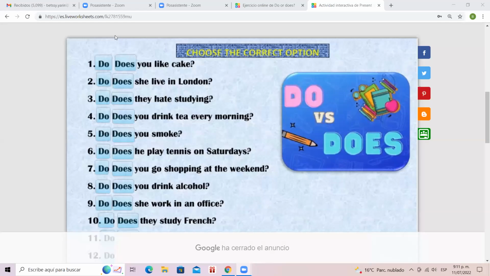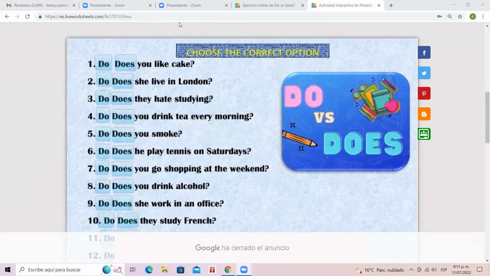Okay, very good. So what are you going to do in this? You're going to choose, is it do or does in each case, but you have to use your pen, okay? Chicos, ustedes van a encerrar aquí, okay? Yes, you have to circle the correct option. Is it do or does, okay? Yes, and I'm going to give you some seconds to do that. Okay, let's do it, please.